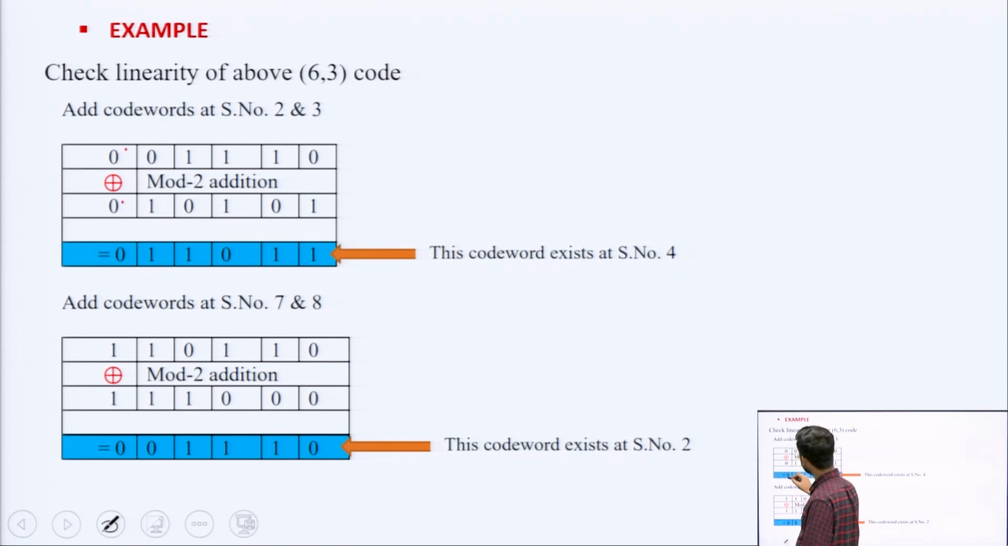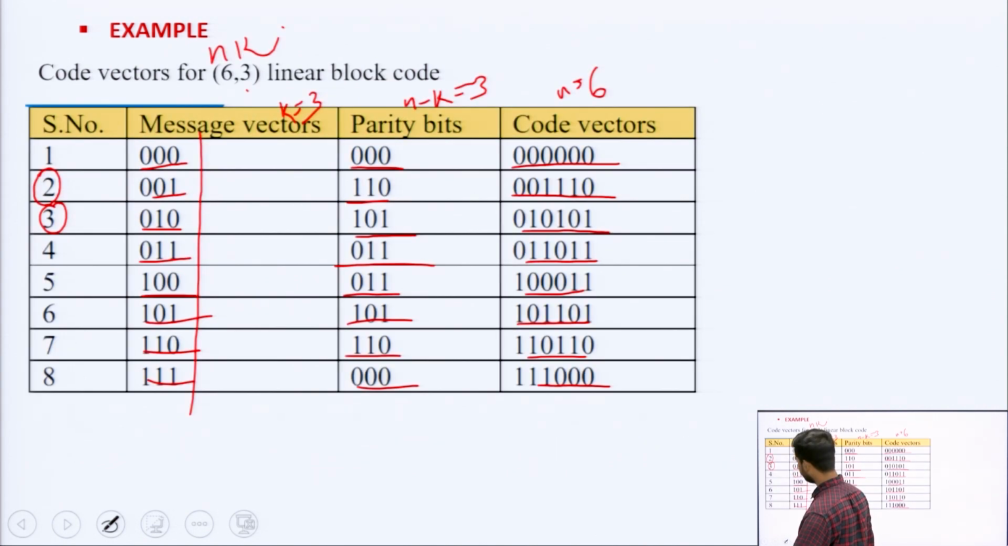For different bits, the result would be 1, and for same bits, it would be 0. Okay. So, again 11. This code word, we will check. Why are we saying that this is linear? Because after XORing two code words, whatever the resultant code word is, it should be there in the list. So we get the output 011011, and it is a code word for serial number 4.